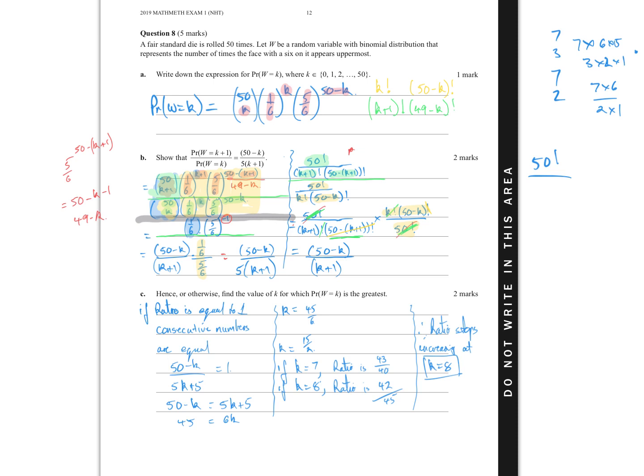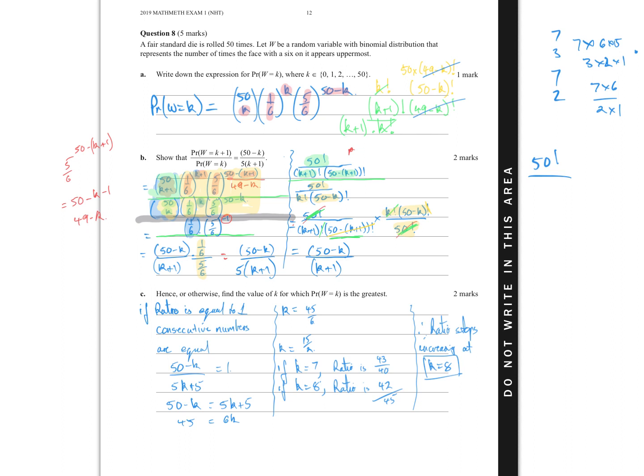So that 50 minus k factorial, that's the same as 50 times 49 minus k factorial. Because it's just 50 times 49 times 48 times 47, just reducing by 1. So that's why those two terms can go. Yeah. And in the same way, this k plus 1 factorial could be written as k plus 1 times k factorial, which means those k factorials can go.